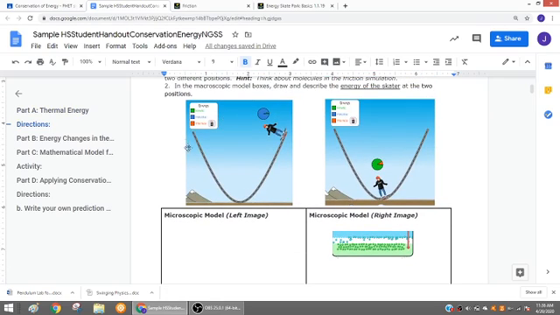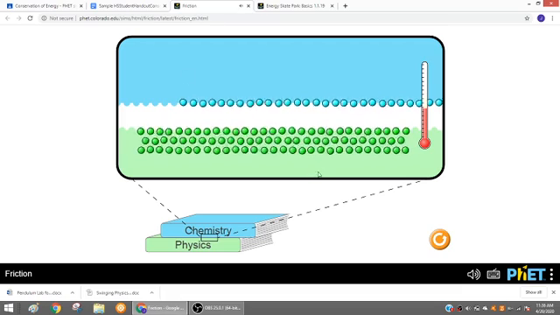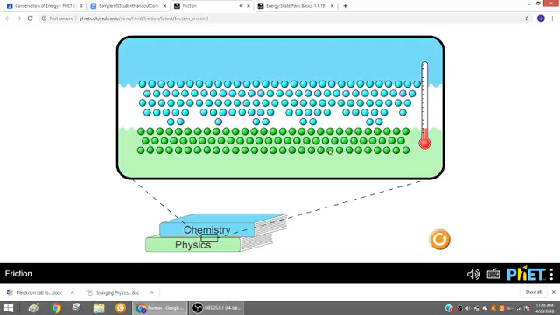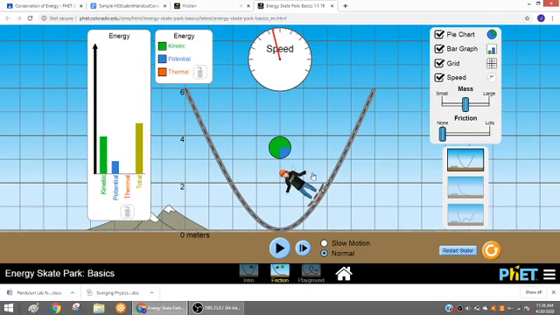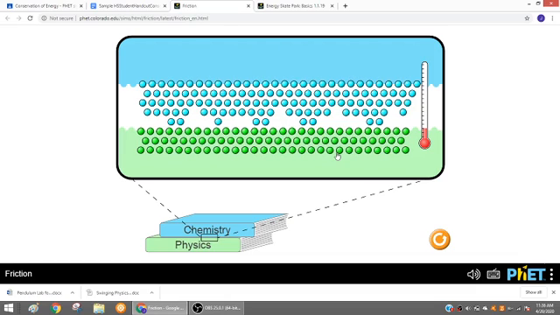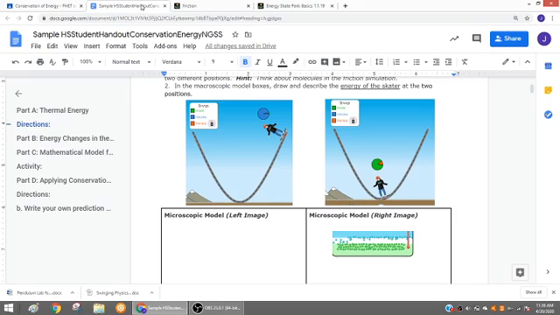So up here we're seeing the pie chart has mostly potential energy, very little thermal energy. So if we were to use the friction, let's reset the friction simulation, put the book on there. From the skate park simulation and the handout, the skater's up here at the top with very little thermal energy. So how do we use the friction simulation to show very little thermal energy? Well, right here is what we're looking at. Very little thermal energy would mean very little heat registering on a thermometer. So let's go ahead and take a screenshot of that and paste it here in the handout.